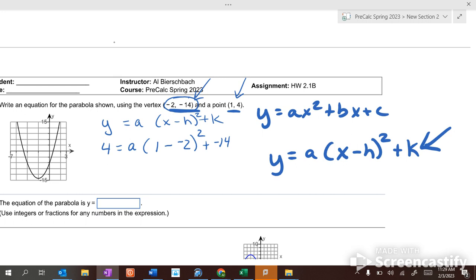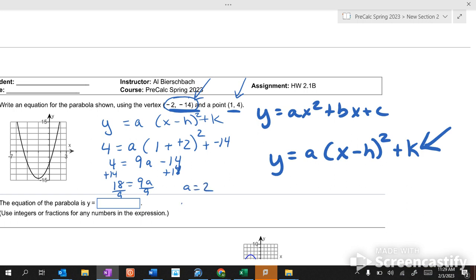What's minus a negative 2? Plus a positive. So 4 equals 3 squared, which is 9a, minus 14. Move the 14 over. Whoa, that doesn't look right. What did I do wrong? Okay. Move the 14 over. Yeah, it is fine because Mr. Bierschbach did math wrong in his head. So if we add 14 to each side, 18 equals 9a. And if we divide by 9, a equals 2.